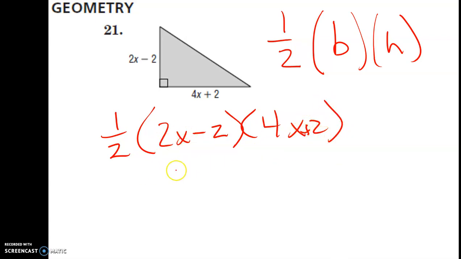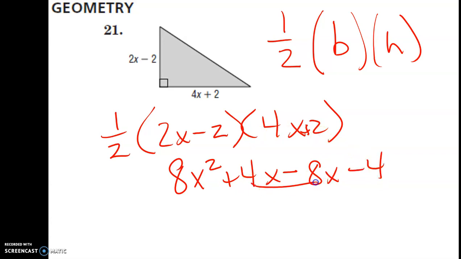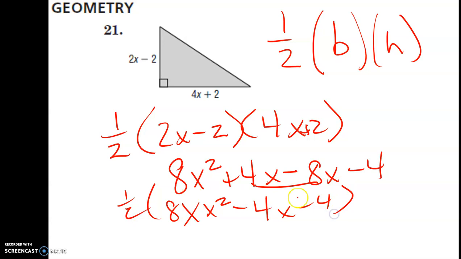First, outer, inner, last gives me 8x squared. Outer gives me plus 4x. Inner gives me negative 8x. Last gives me -4. Collect together: 8x squared minus 4x minus 4. I need half of that. And we get 4x squared minus 2x minus 2.